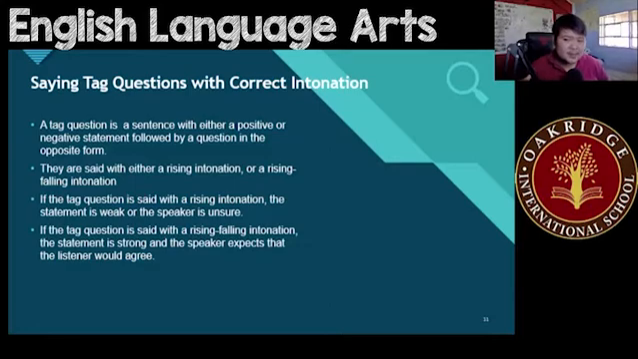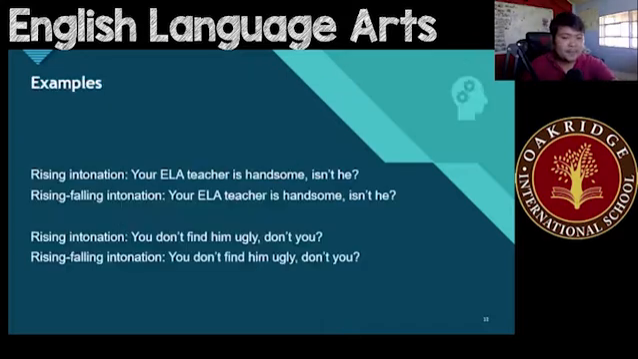If a tag question is said with a rising intonation, the statement is weak or the speaker is unsure. But if the tag question is said with a rising falling intonation, the statement is strong and the speaker expects that the listener would agree.